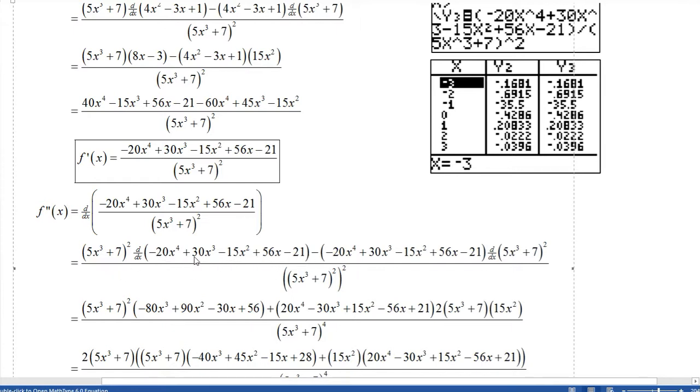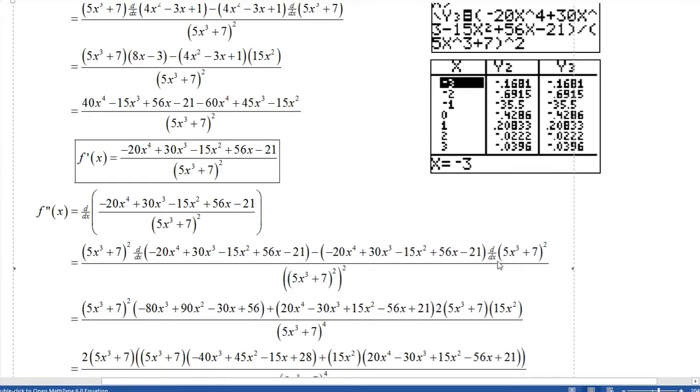So this one here is a polynomial, so this should be pretty easy to do. 4 times negative 20 is negative 80. Power goes down 1 to 3. 3 times 30 is 90. Power goes down 1 to 2. 2 times negative 15 is negative 30. Subtract 1 for the power is 1. The derivative of a term that has just an x is just the coefficient, and the derivative of the constant is 0. And here I went ahead and distributed the minus, so I made this plus here, but that made the signs plus, minus, plus, minus, plus.